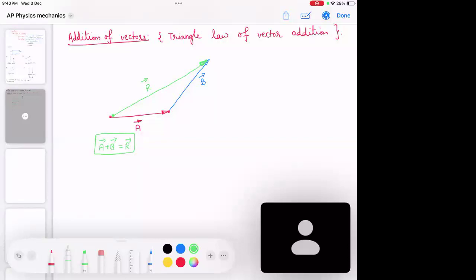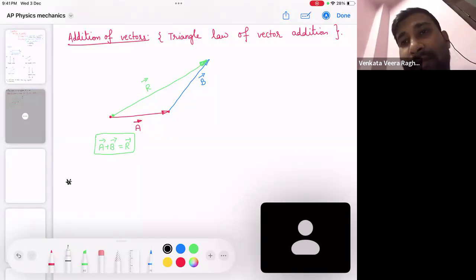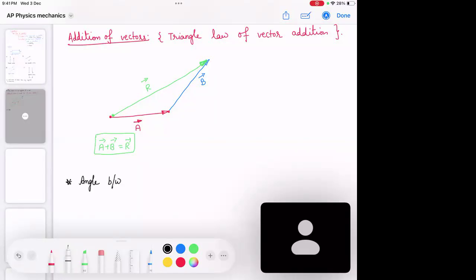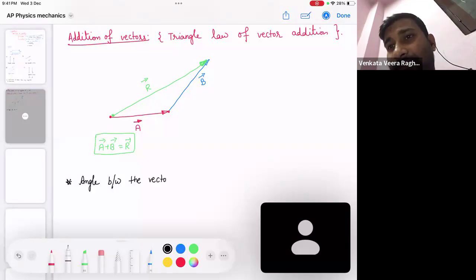Now, there is a vector A, vector B. What is the angle between the vectors? Which angle is going to be called the angle between the two vectors? Tell me. That is important. What is the angle between the vectors? Between the head of the first vector and the tail of the second vector. Head of first vector and tail of second vector. Please tell me, what is the angle between the vectors?